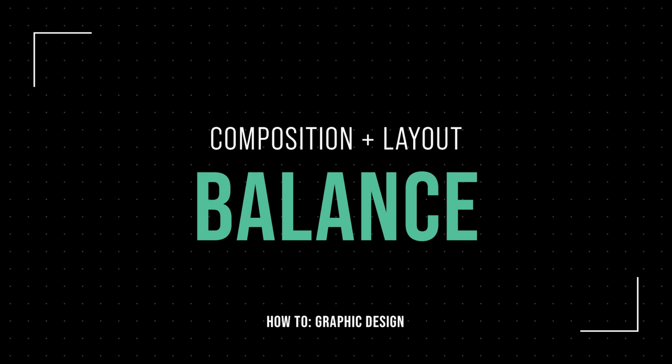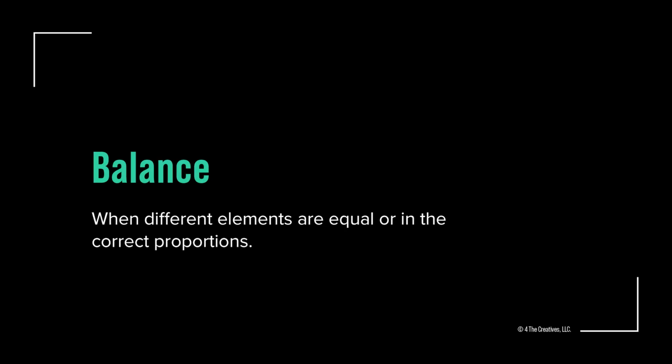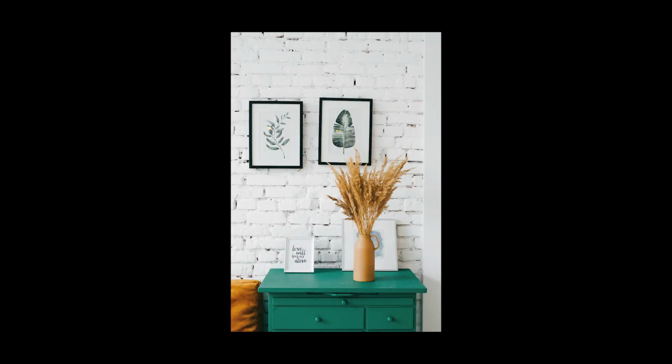In this lesson, you will learn about balance. Balance is distributing typography, shapes, and images on the page to make the design feel stable and in order. Balance, by definition, is when different elements are equal or in the correct proportions. Our eyes usually seek out balance, or in other words, stability and order.